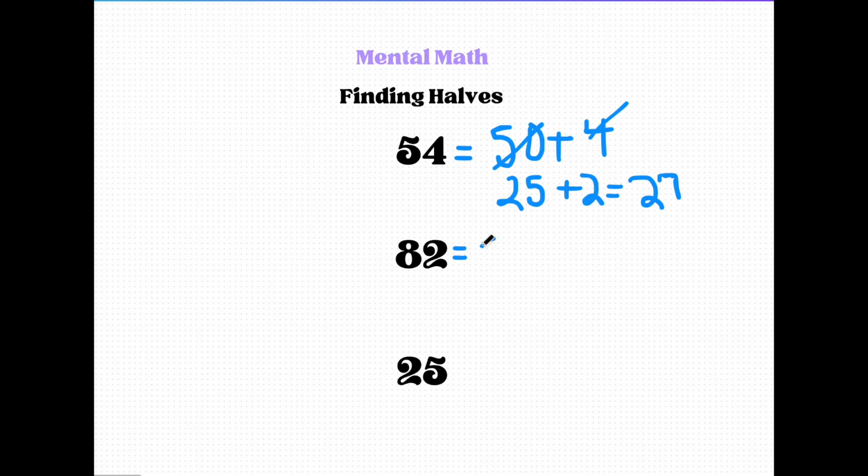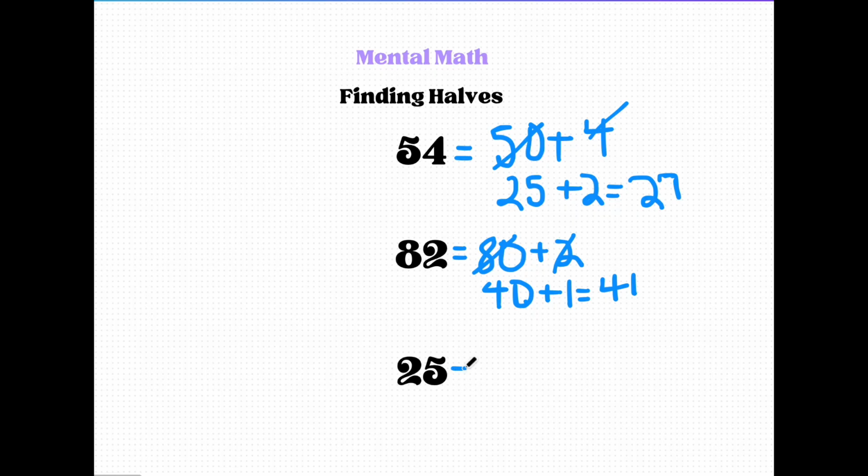Then I'm going to write the expanded form of 82. I'm going to use 80 plus 2. And then I'm going to find the half of 80. Half of 80 is 40. And then half of 2 is 1. So 40 plus 1 is 41. So half of 82 is 41.